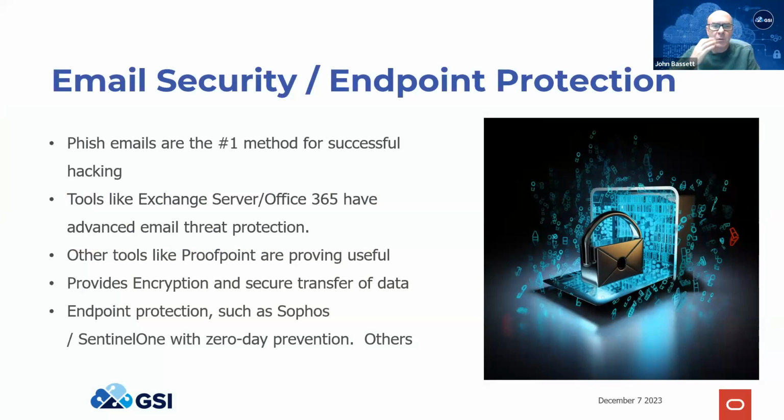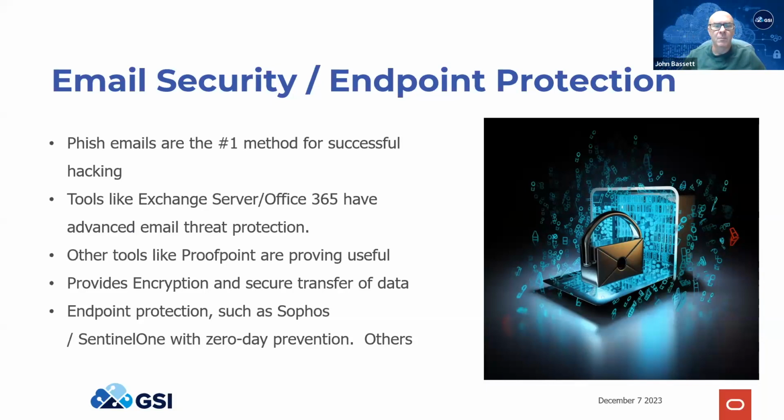We're talking about securing your JD Edwards system, but one thing we want to talk about first at a high level is email security, because it is the number one method for successful hacking in this world right now. It still remains that. So we'd like to at least offer what we see all of our clients doing. Tools like Exchange Server and Office 365 do have advanced threat protection, and you can do that either through Microsoft or by adding Proofpoint on top of that.